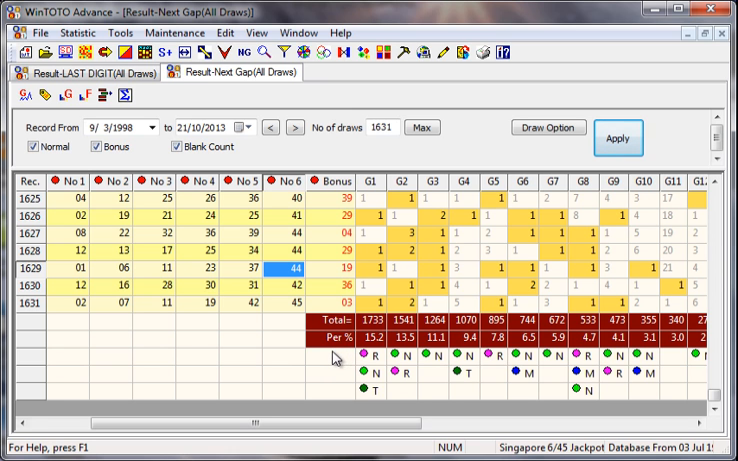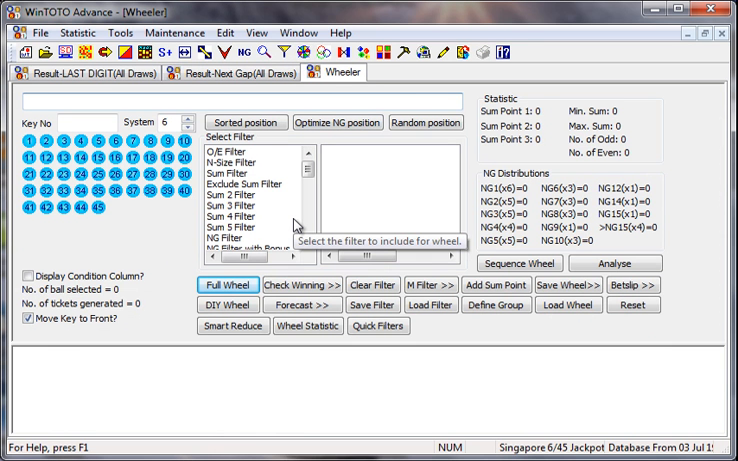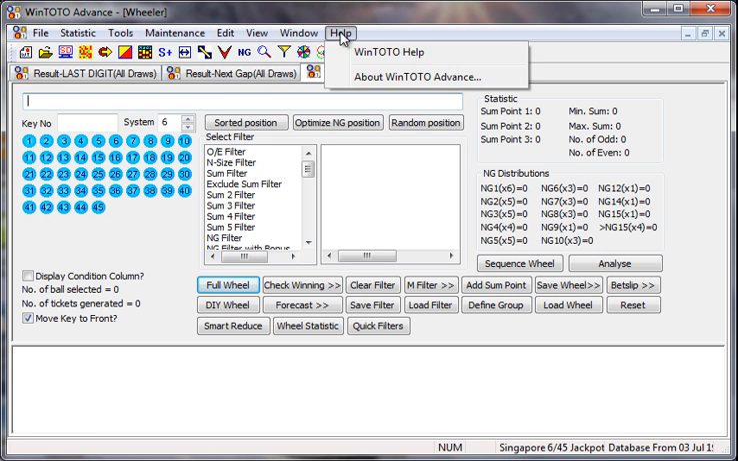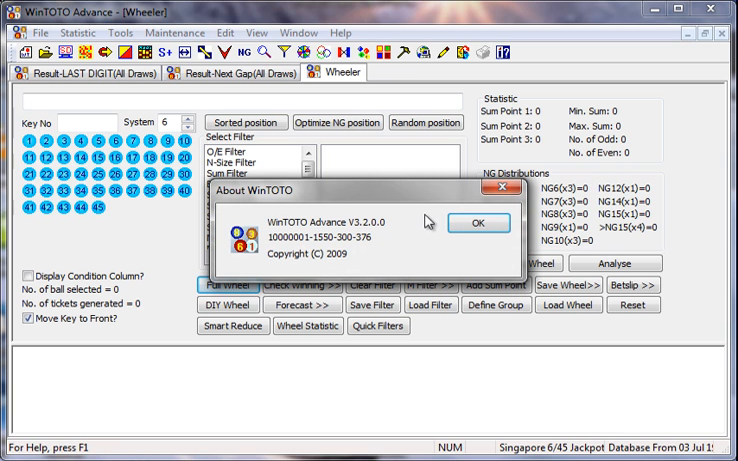Now, I'll move on to the most important aspect of the numbers that we're going to discuss, under this feature called the reverse scan. Now again, every time I come over to here, I do receive a lot of questions about what actually reverse scan does. Maybe allow me to explain a little bit more, alright. Reverse scan is actually a new technology that we have programmed into the WinTOTO Advanced version 3.2, alright.